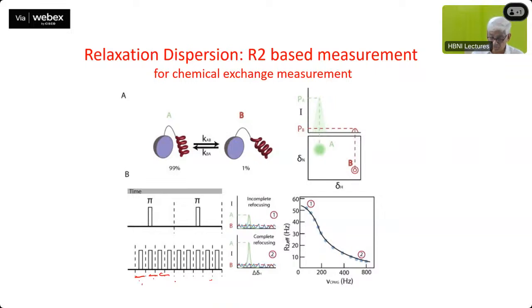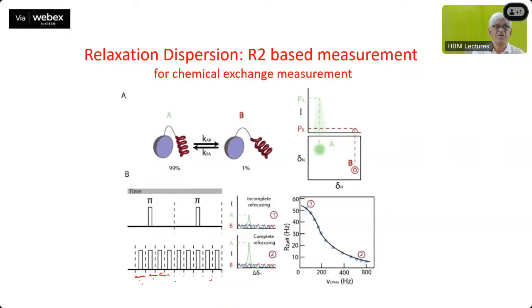So when the value of the frequency is very small, suppose for example at this point, meaning the time gap between these pulses is very large, that means there is a scope for diffusion, there is a scope for chemical exchange, and you will see a high R2 value as indicated here. As you keep increasing this frequency, this R2 effective starts going down. Finally, it will reach a saturation value at some particular point, where it flattens.